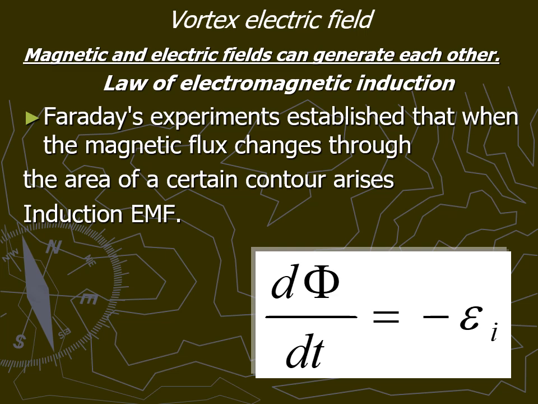The minus sign indicates that the resulting induction current will be directed in such a way that the magnetic flux, the magnetic field that accompanies this induction current, will have the opposite direction. That is, it will tend to compensate for the magnetic field that led to the appearance of this induction current. This is the meaning of the minus sign in this law. According to Faraday's experiments, we can say that an alternating magnetic field leads to the appearance of an alternating electric field.